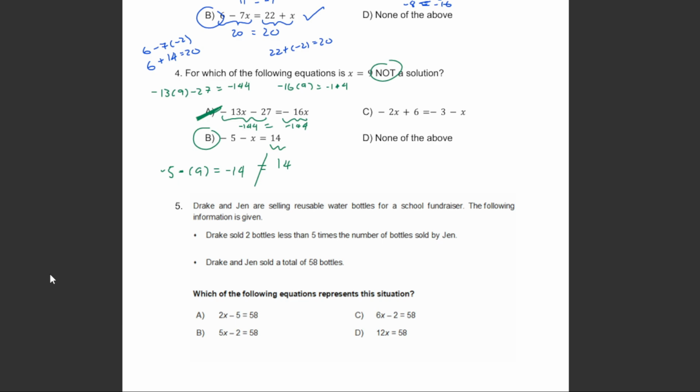So Drake and Jen are selling reusable water bottles for a school fundraiser. The following information is given. Drake sold 2 bottles less than 5 times the number of bottles sold by Jen, and Drake and Jen sold a total of 58 bottles. Which of the following equations represents this situation?